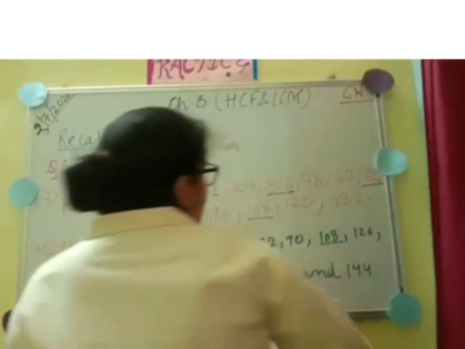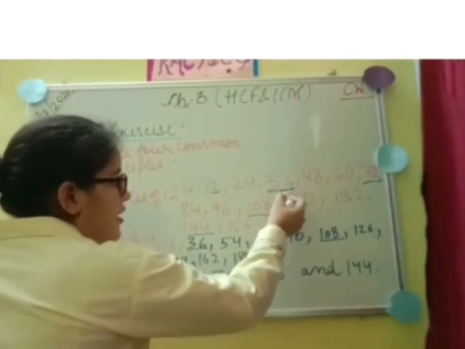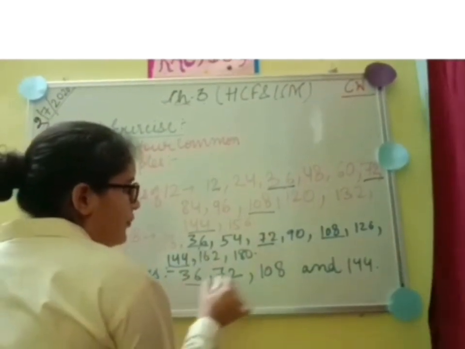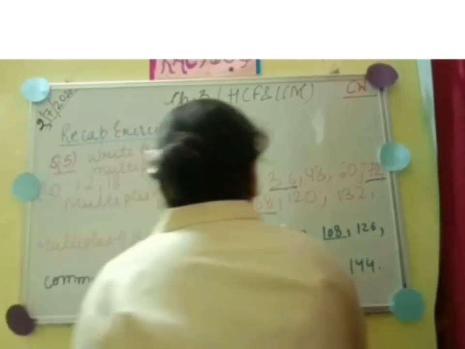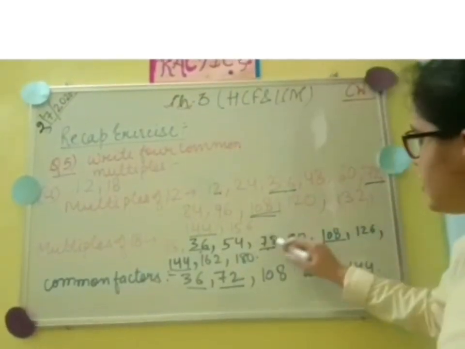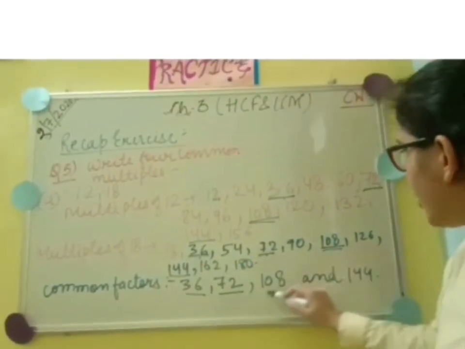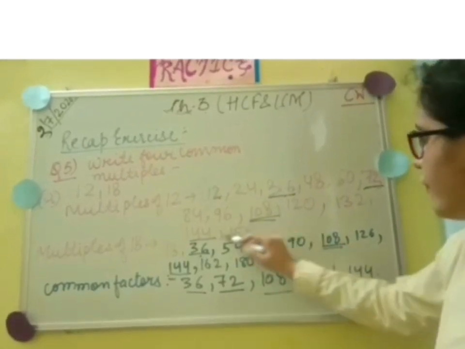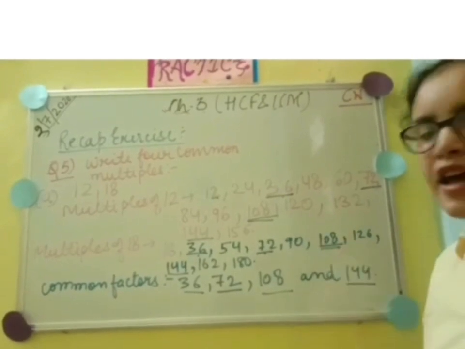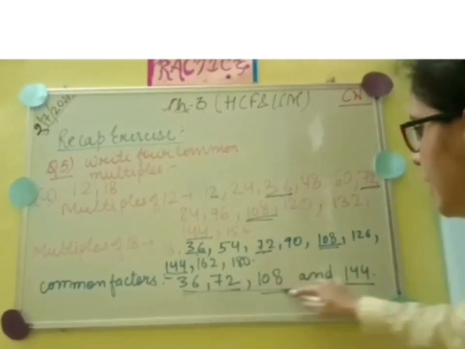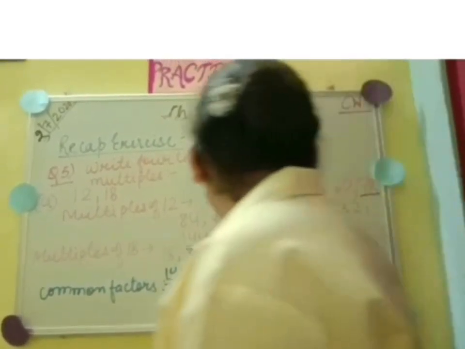Now students, you can see the underlined digits: 36 and 36 are common. Similarly 72 and 72 in both are common. Now 108 and 108 are also common. Similarly 144 and 144 are in both the multiples of 12 and 18 and are common. So now the 4 common multiples are these.